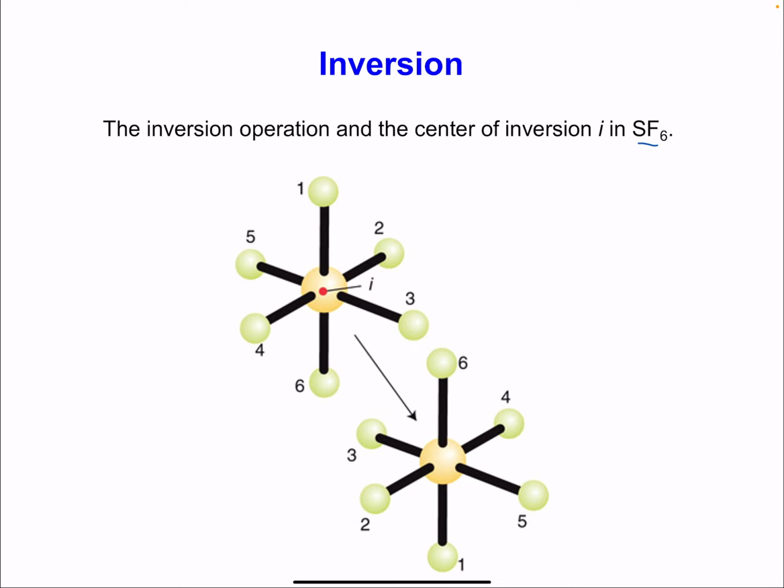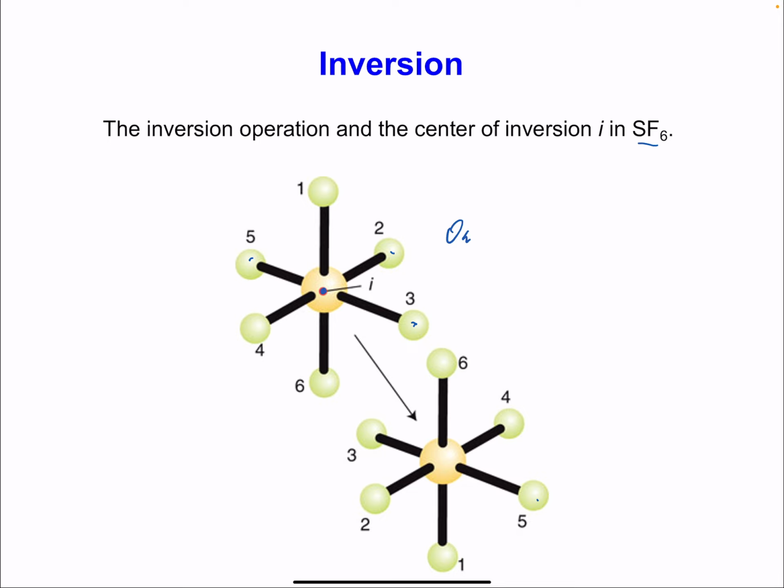Okay, let's look at the inversion. Inversion operation means there is an inversion center. It's a center-based symmetry operation. So let's look at SF6. In this molecule, you can see that it's octahedral geometry. You can put a center on this sulfur atom, right?